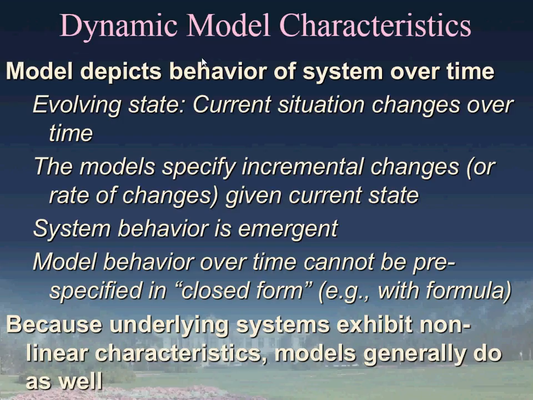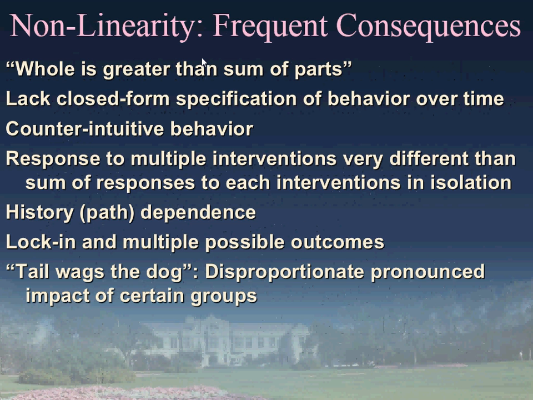Because the underlying systems exhibit non-linear characteristics, models generally do as well. And this is, again, a difference from a Markov model. Here, the whole is greater than the sum of the parts. They lack closed-form specification of behavior over time. We can't write down what it's going to do. We have to simulate it. They often exhibit counterintuitive behavior. The response to multiple interventions is very different from the sum of responses to each intervention in isolation. And so it is with the world, ladies and gentlemen. Sometimes interventions that we undertake work at cross purposes. Sometimes there are synergies between them. Sometimes we get a major gain by combining them, much more than if we had either one in isolation. And we can capture that with models.